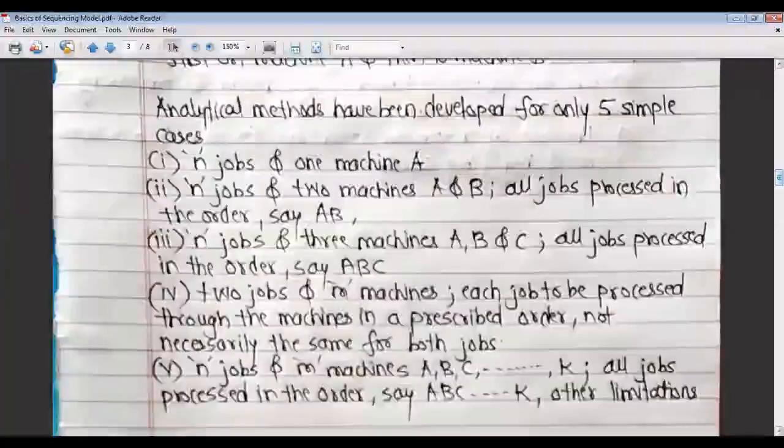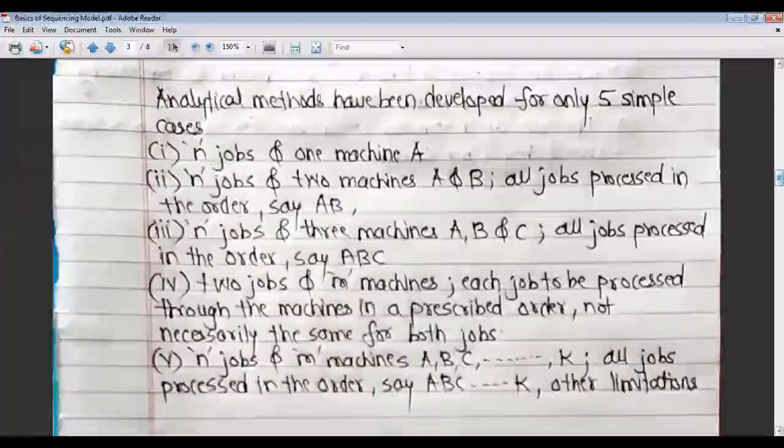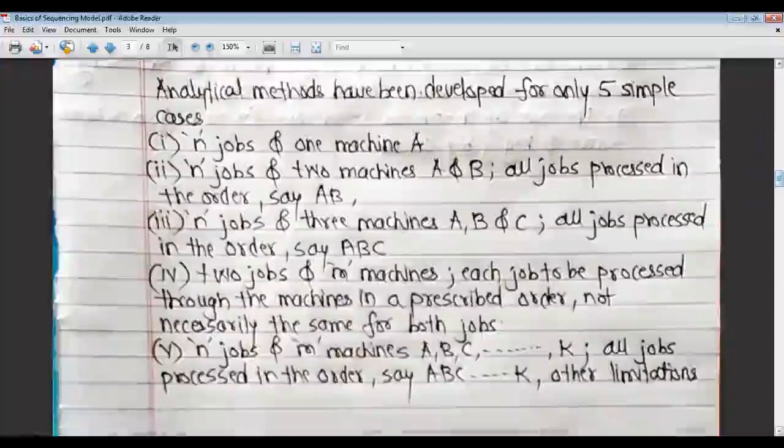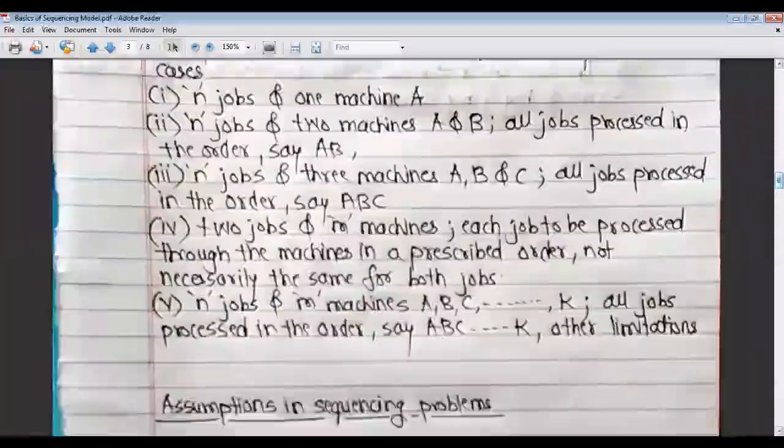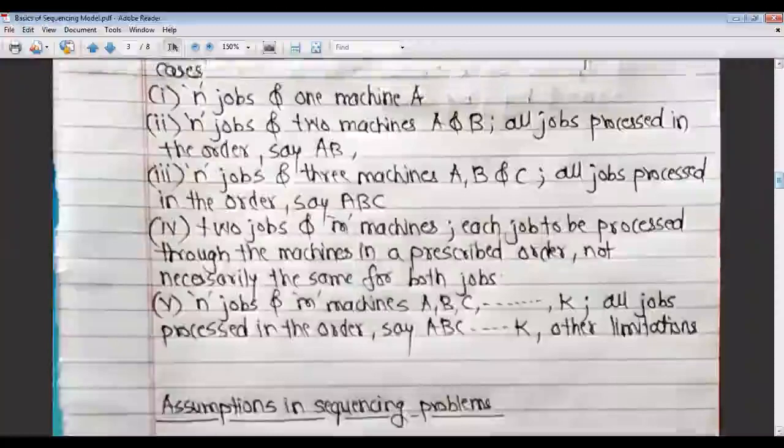So what cases can be solved with the help of a sequencing model are listed here. Analytical methods are developed for only these five types of simple cases, right? We have first the n jobs one machine problem, the n jobs two machines problem, and the n jobs three machines problem. We have the two jobs m machines problem, and the n jobs m machine problem.